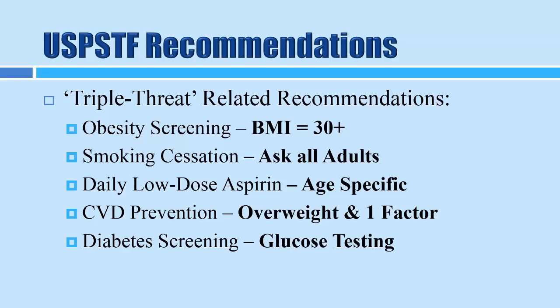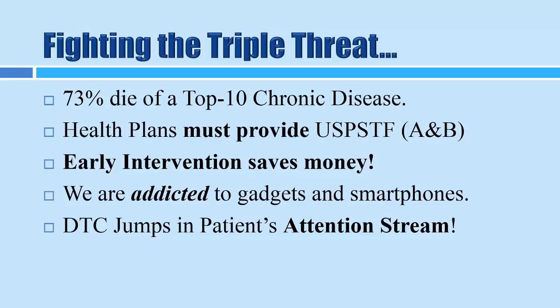The U.S. Preventative Services Task Force has several recommendations directly related to the triple threat: obesity screening, smoking cessation, daily low-dose aspirin, CVD prevention, and diabetes screening. 73% will die of a top 10 chronic disease. Health plans must provide the USPSTF Grade A and B recommendations. Early intervention saves money for the patient and insurer.